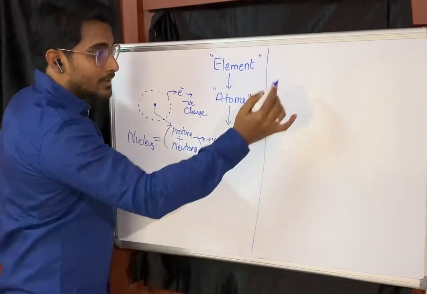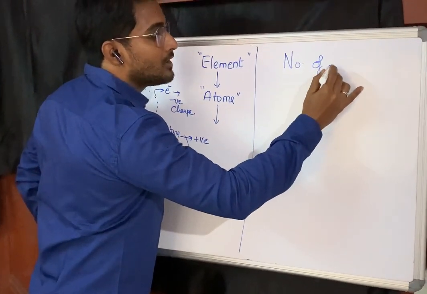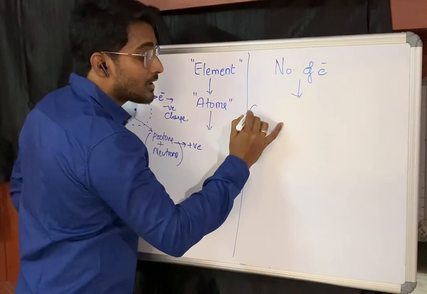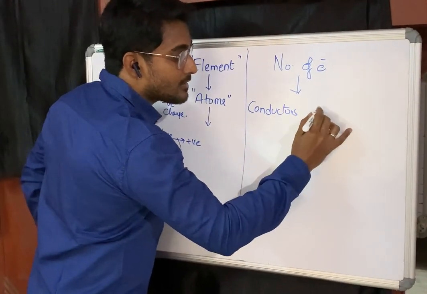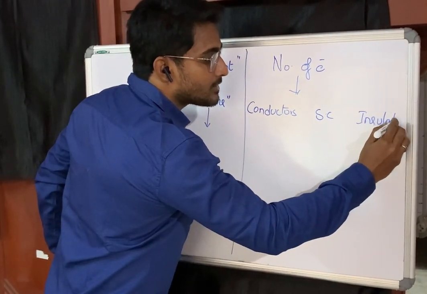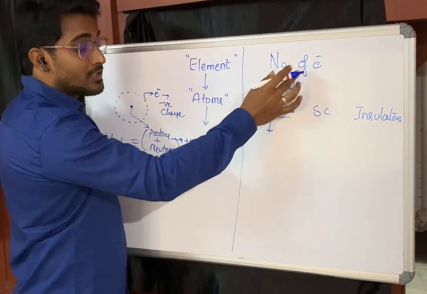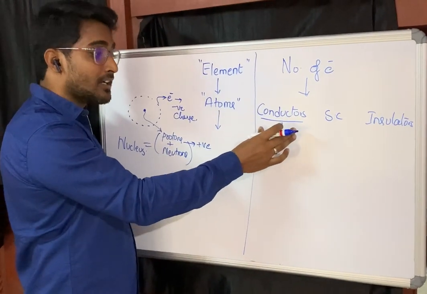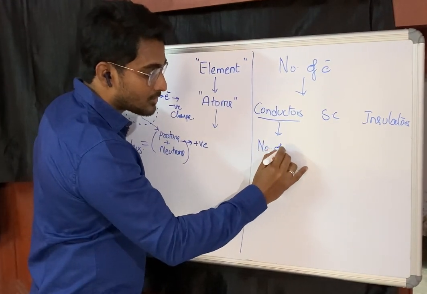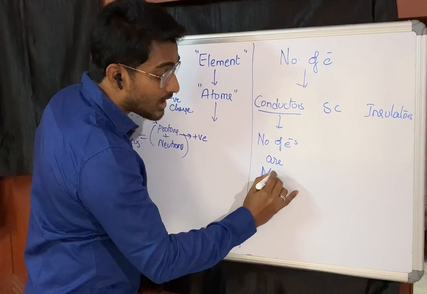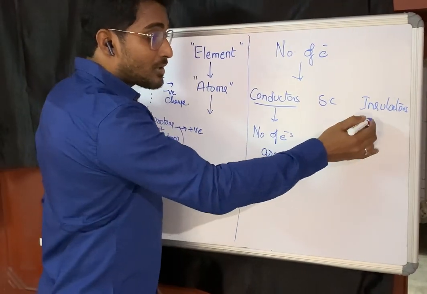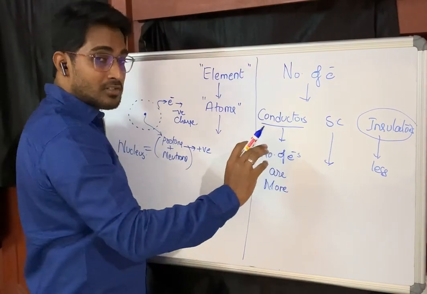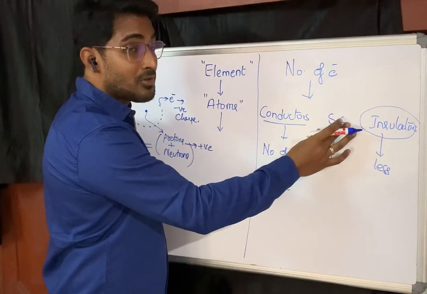Now, depending upon the number of electrons, electrical materials or elements are classified into conductors, semiconductors and insulators. In a conductor, the number of electrons is very large. If you have more electrons in an element, that material is considered a conductor. If the number of electrons is very few, then those are called insulators. If the number of electrons is less than conductors but more than insulators, those elements are called semiconductors.